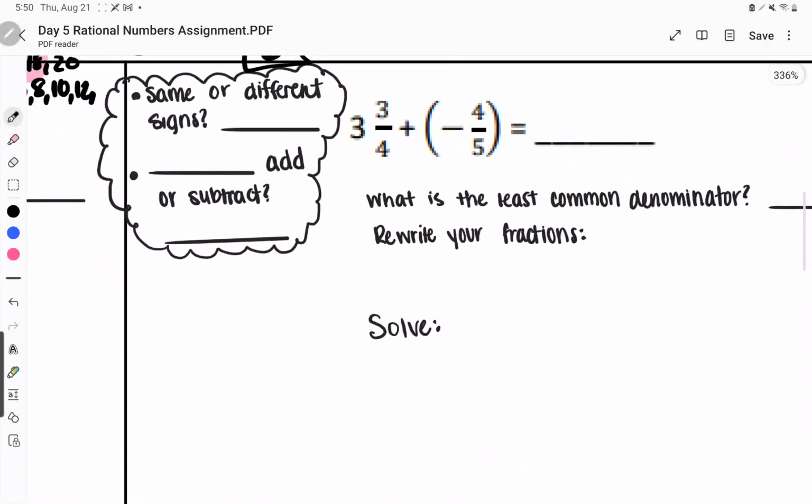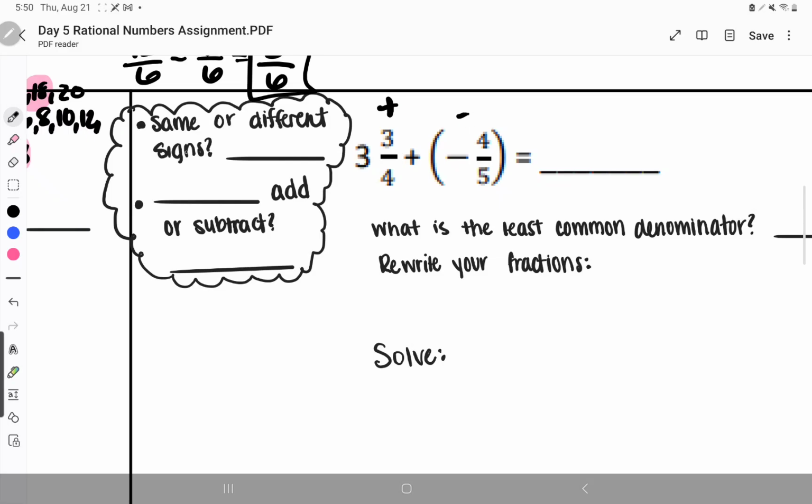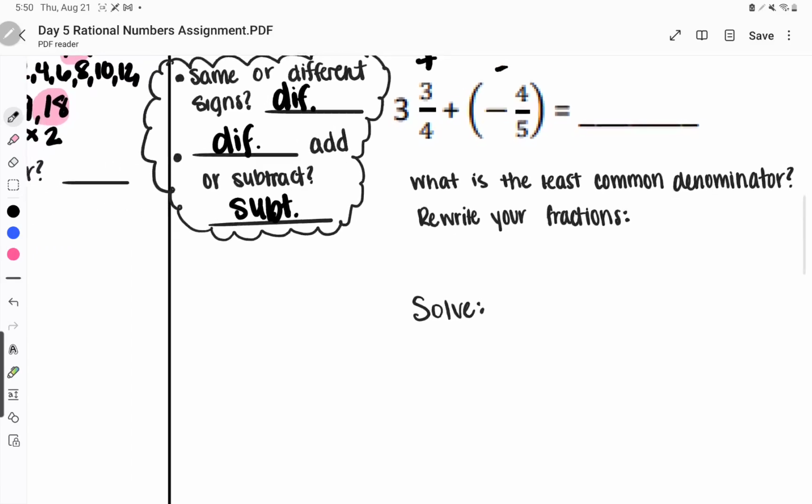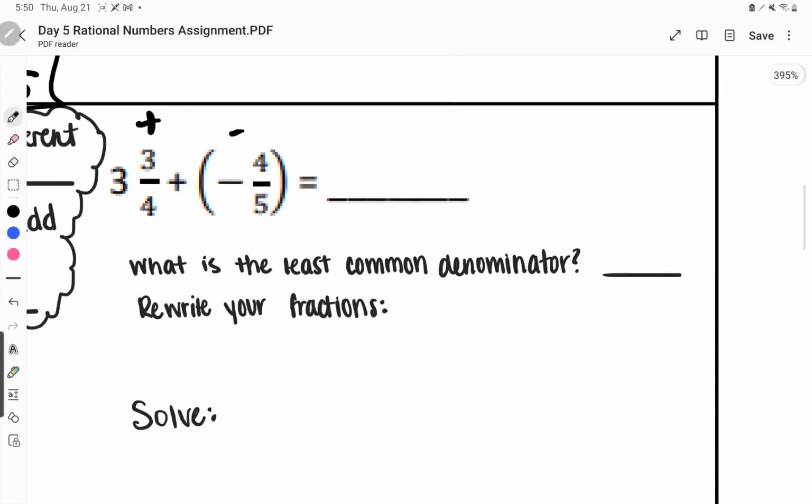All right, next one. I have 3 3/4 plus negative 4/5. So same signs or different signs? This one's positive, this one's negative. These are different signs. Different signs, add or subtract. Different signs, subtract. So I will be subtracting these two numbers. First, I have to find the least common denominator. So I have 4 and I have 5.